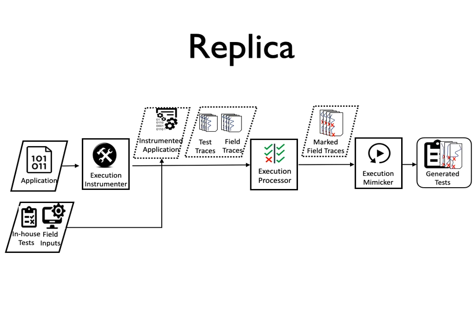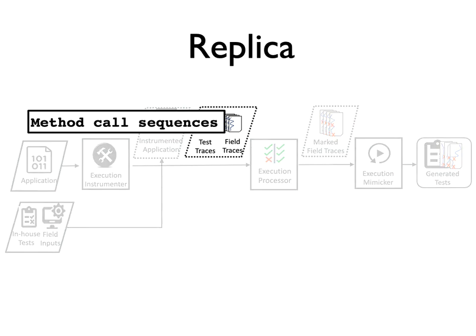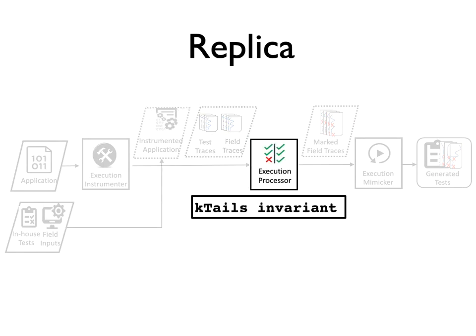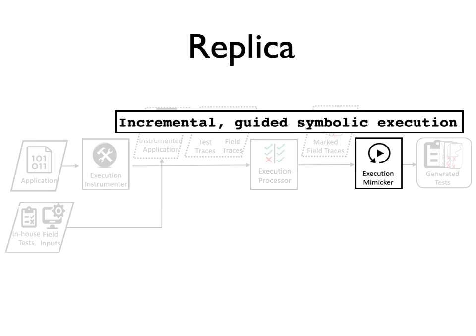The execution traces we collect are method call sequences, and the model we use in the execution processor for comparing and representing behavior differences is k-tail invariants, which is a model indicating an immediately-followed-by relationship of sequential events up to length k. And finally, the test generation technique we use in the execution mimicker is an incremental guided symbolic execution.